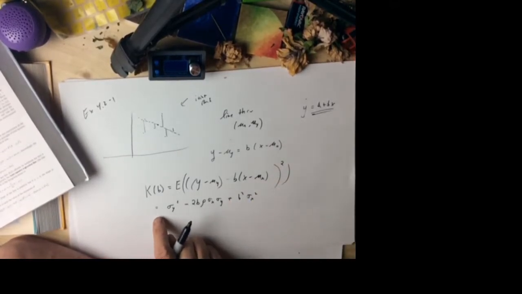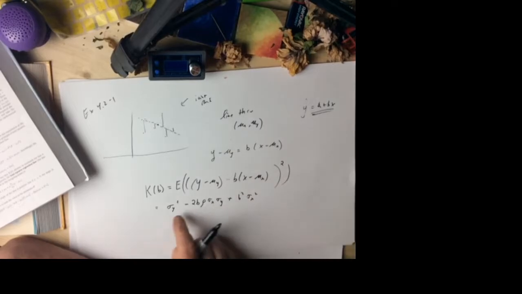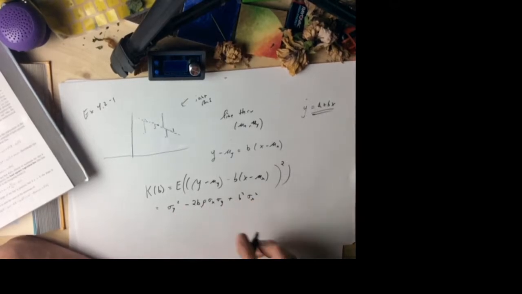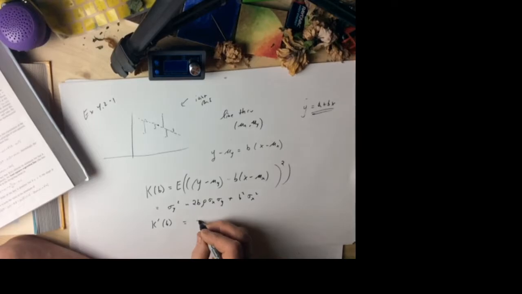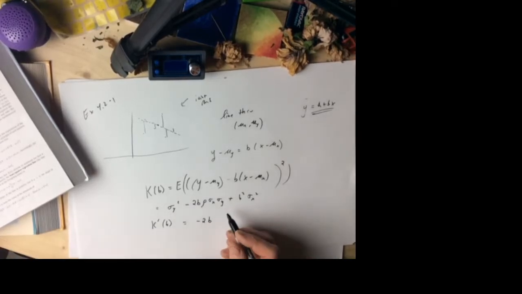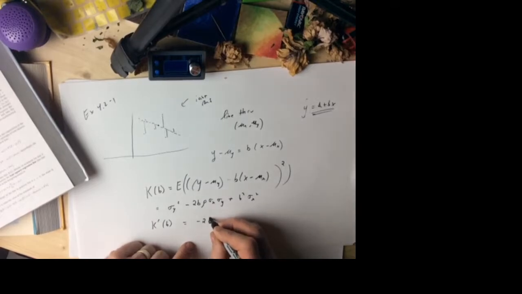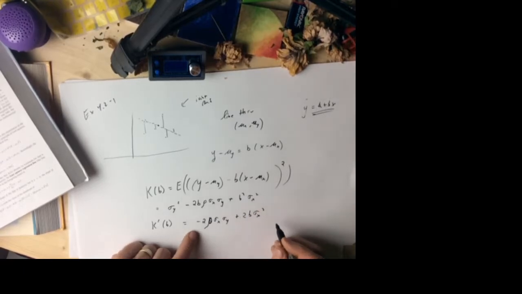So what's interesting here is that the line we're trying to fit to our theoretical data has a very simple expression, constant, constant, constant. It's just a quadratic. You take the derivative of this quadratic, and we get minus 2, the b goes away in the derivative side, minus 2 rho sigma x sigma y plus 2b sigma x squared.